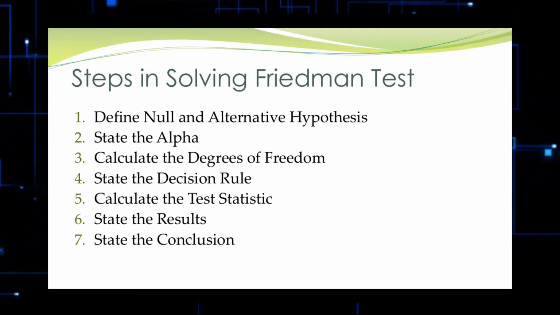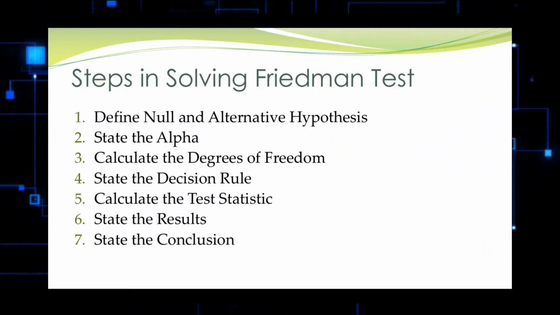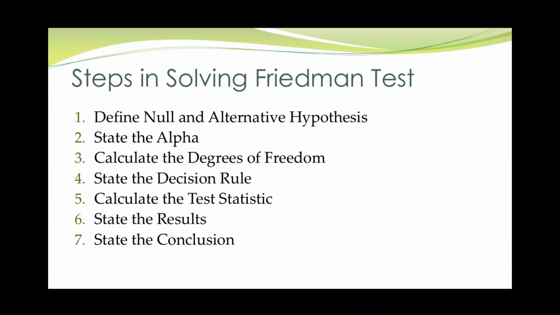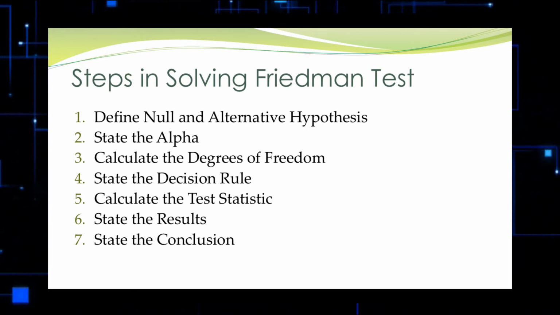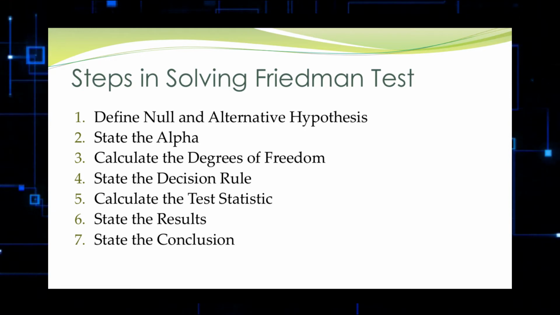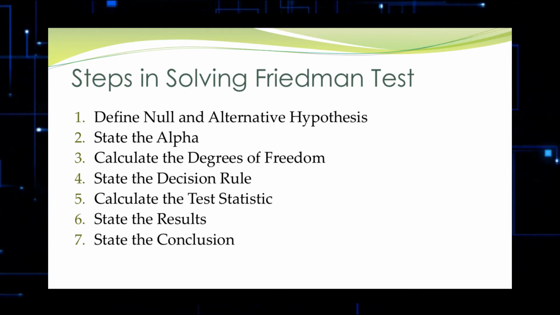In our works, solving the Friedman test has 7 steps. First, defining the null and alternative hypothesis. Second, stating alpha. Third, calculating degrees of freedom. Fourth, stating the decision rule. Fifth, calculating the test statistic. Sixth, stating the results. And the last step is to state the conclusion.